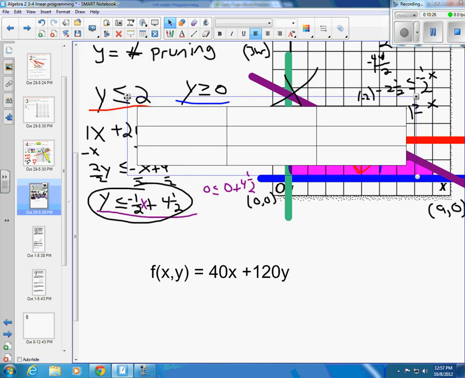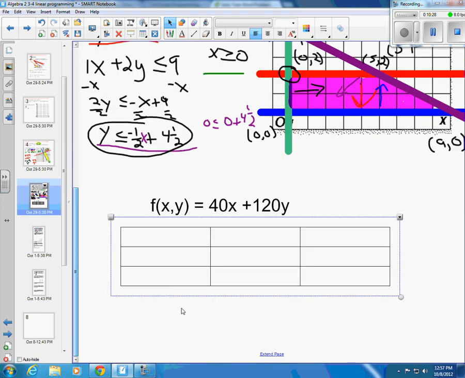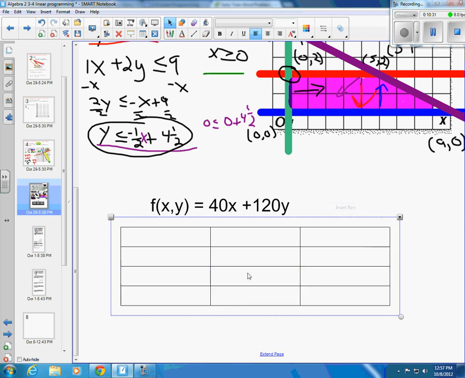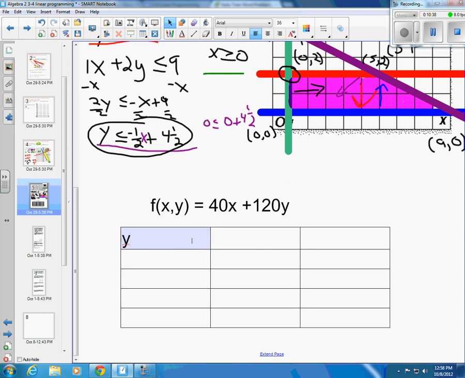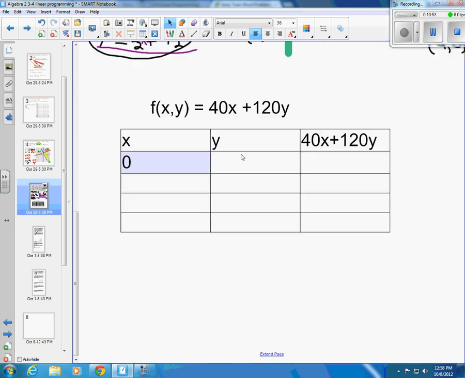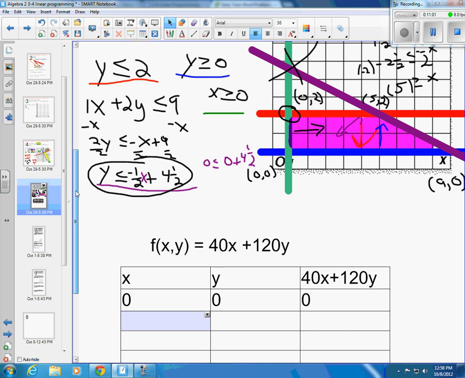Oops, and I did it again. I forgot to bring that all the way down, so I need some more. Insert row, insert row. It's 1, 2, 3, 4, we're good. Okay, so I've got my x, got my y, and then I've got my 40x plus 120y. And we want to know which one is going to make the most profit. So if you plug in 0 and 0, you're going to get 0. So that one's definitely out. We knew that one. We're not sure about the rest of them.